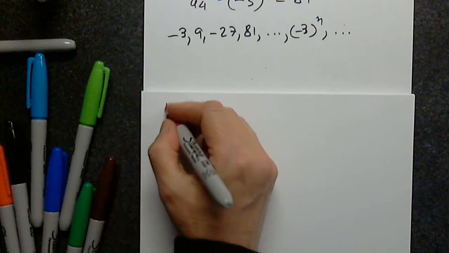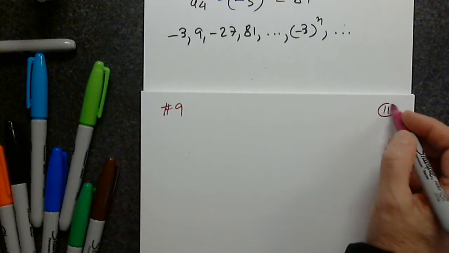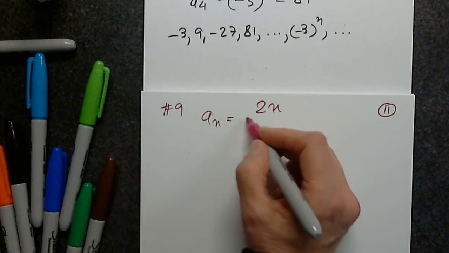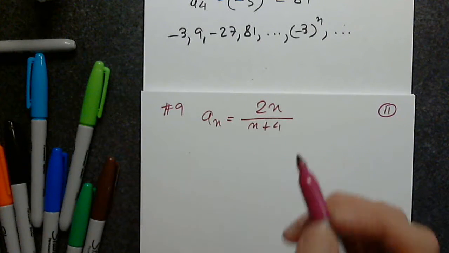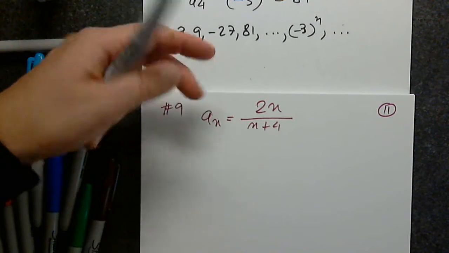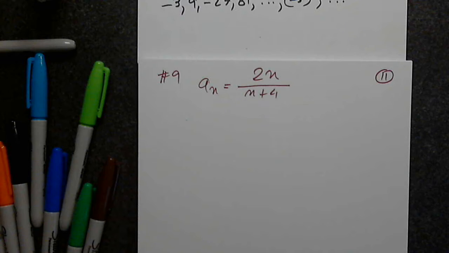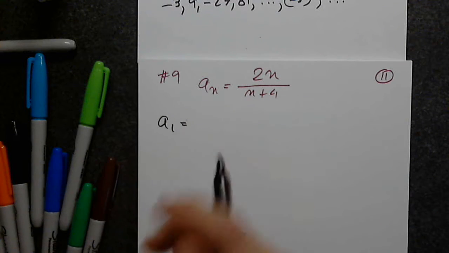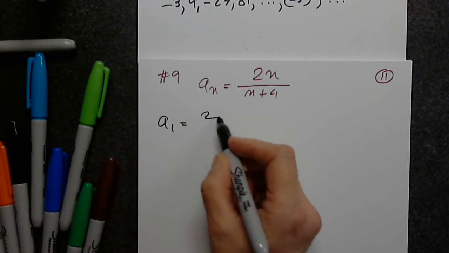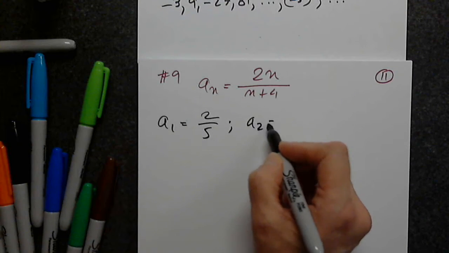Number 9. So the general term is given. The same question. We're asked to find the first 4 terms. And then I will also ask you to write the sequence and see how it looks. Can anyone give us A1? That's it. Can anyone give us A2?